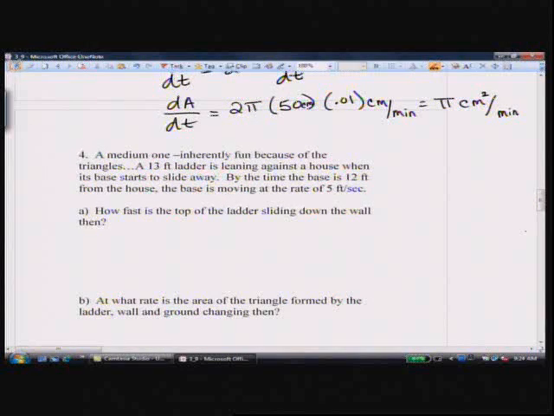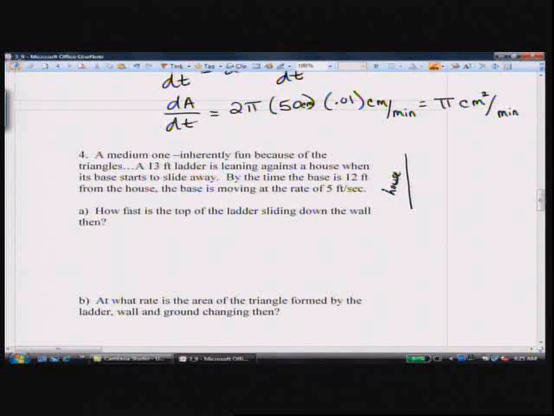Okay. Here's a medium one. Inherently fun because of triangles. I love triangles. Okay, a 13-foot ladder is leaning against a house when its base starts to slide away. Hopefully you're not on it. By the time the base is 12 feet from the house, the base is moving at a rate of 5 feet per second. And the question is, how fast is the top of the ladder sliding down the wall then? Okay, so we can handle this. We've got a house.